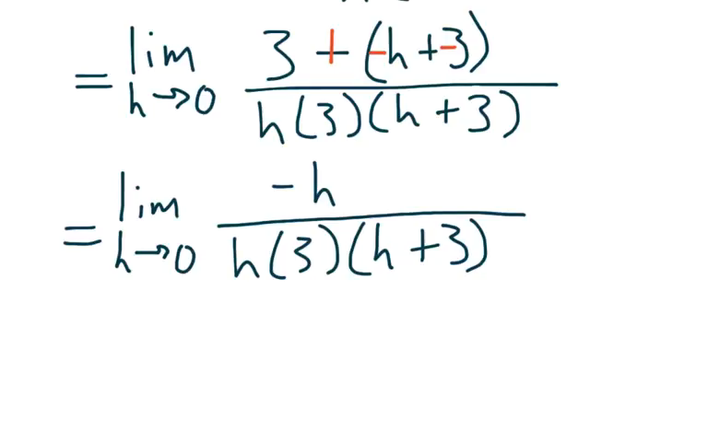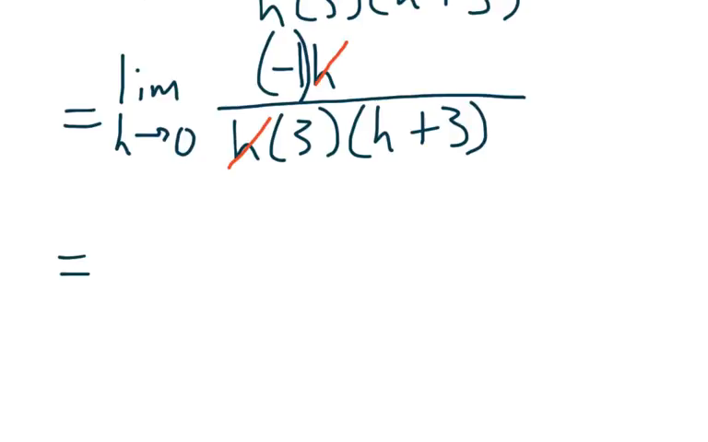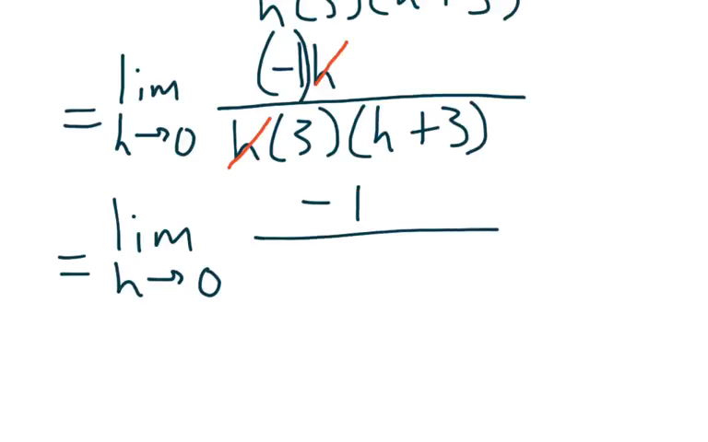The numerator we can rewrite as -1 times h. And now that the h's are factored out of both the numerator and the denominator, we can cancel. What are we left with? The limit as h approaches 0 of -1 in the numerator, 3 times h plus 3 in the denominator.